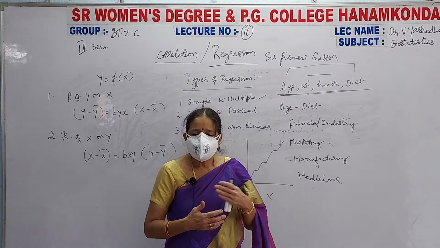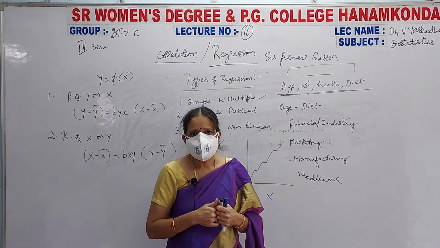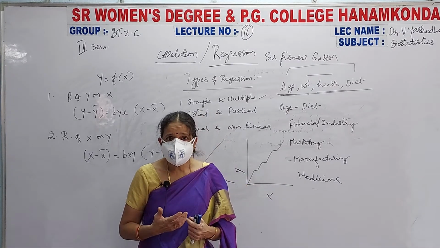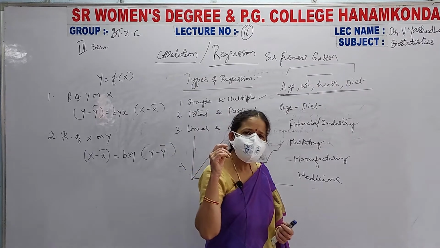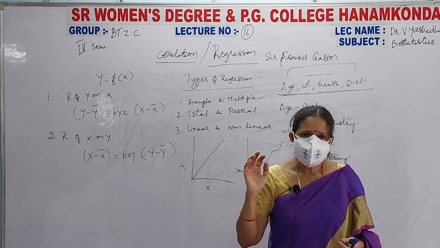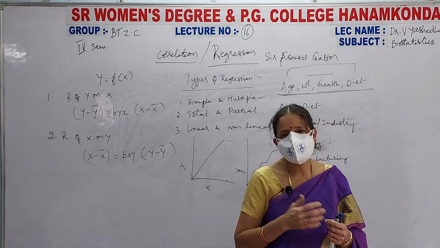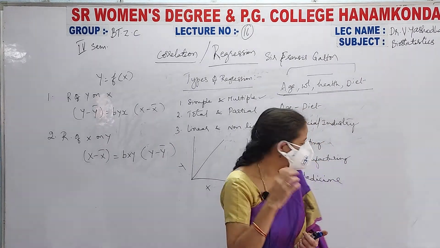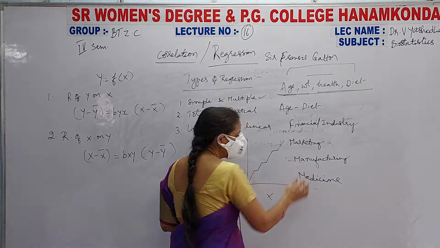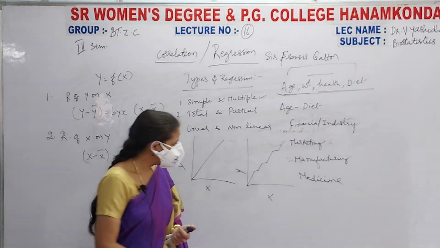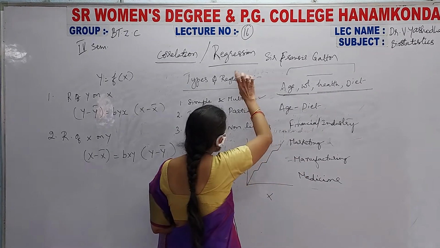To sophisticate the machinery and to produce the product which is not seen in the market, such type of product should be produced. That forecast is done in manufacturing industry. Next, with the help of your regression.